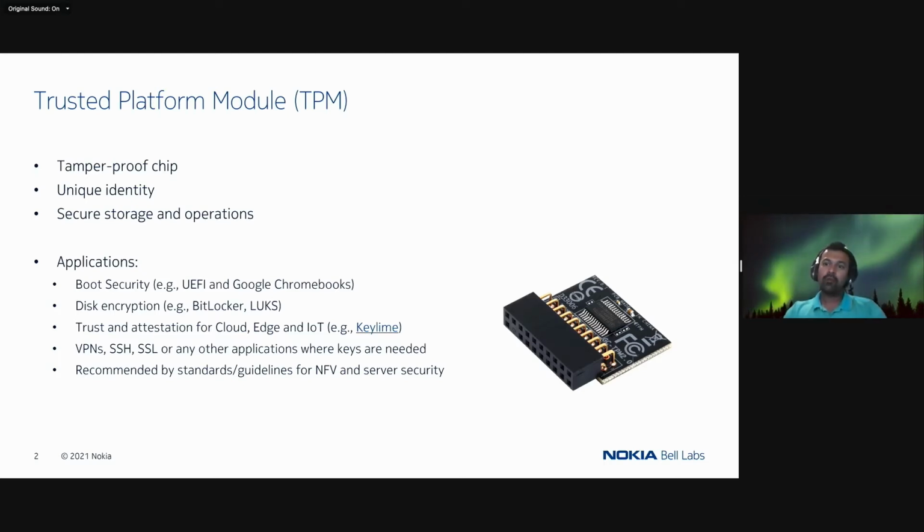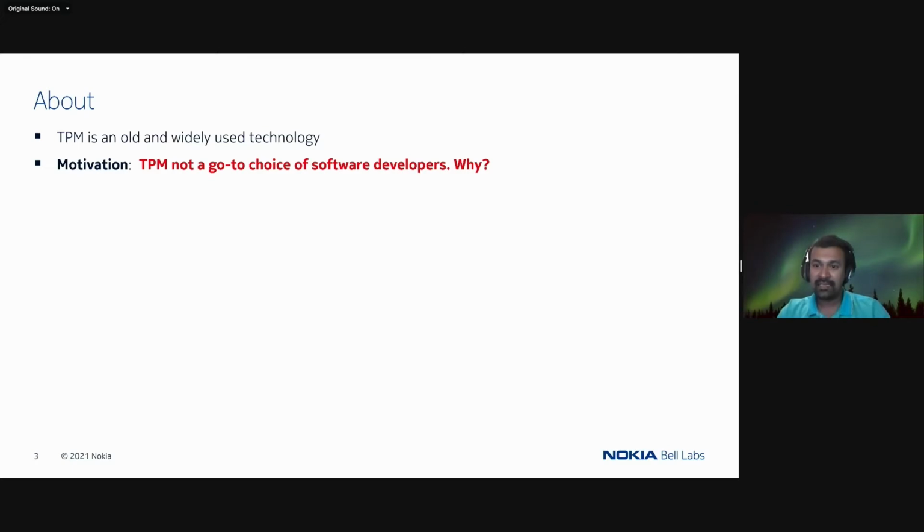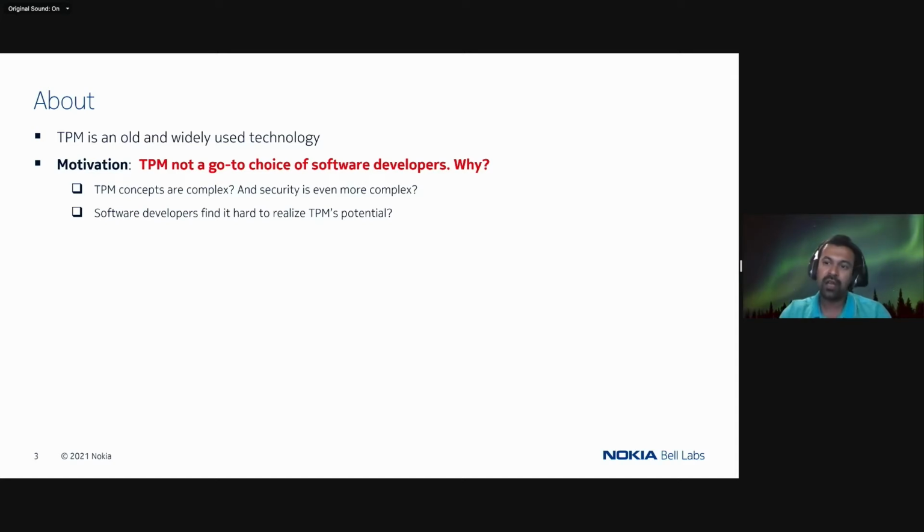So TPM is an old and widely used technology. However, it's not a go-to choice for software developers. In our study, we wanted to understand why. We speculate several reasons. One reason could be that both TPM concepts and security are complicated, so developers do not want to overcomplicate them by combining. Another reason could be that developers do not fully understand the potential and use cases of TPM. It could also be because TPM lacks a supporting ecosystem for software developers, or it could be all the above reasons.